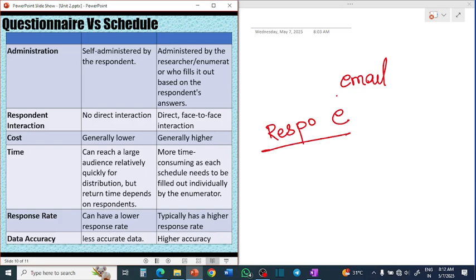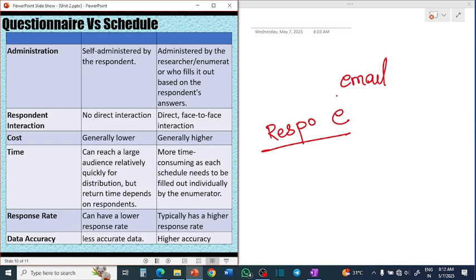If we talk about the time, usually in questionnaire, the time required is generally low because we distribute the questionnaire at once. But collecting the response will depend upon when the person will give that particular response. And in the case of schedule, as you can understand, the enumerator has to go to the person and collect the data from that particular person. So it will take more time.